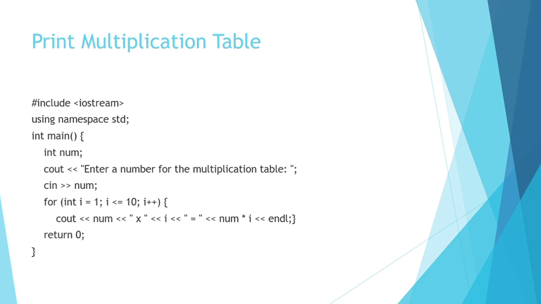Body of the loop. This line prints the multiplication result in the format number times i equals result. For example, if the user enters 5, and i equals 1, it will print 5 x 1 = 5. If i equals 2, it will print 5 x 2 = 10, and so on. The insertion operator is used to stream the values into cout. number * i calculates the product of the number entered by the user and the current multiplier i.